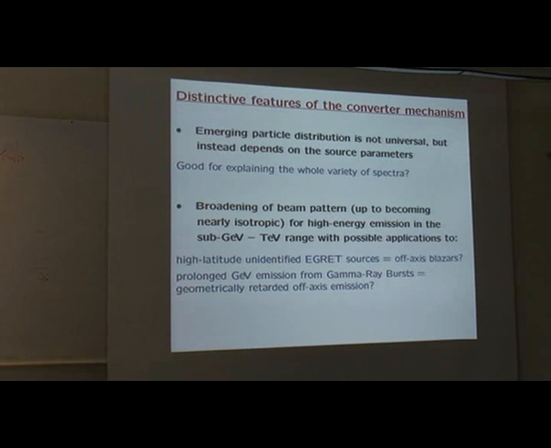And two applications for this off-axis emission: I can, in principle, think of high latitude unidentified gamma ray sources as off-axis blazars, but some of them can be off-axis blazars. And another application is that the prolonged GeV emission from gamma ray bursts can be just a geometrical delay of simultaneously emitted high energy photons with broader beaming.